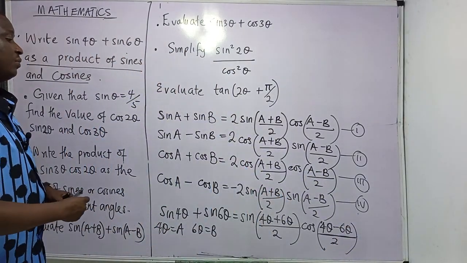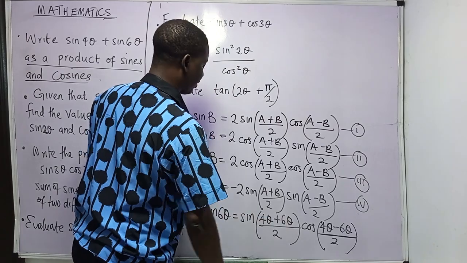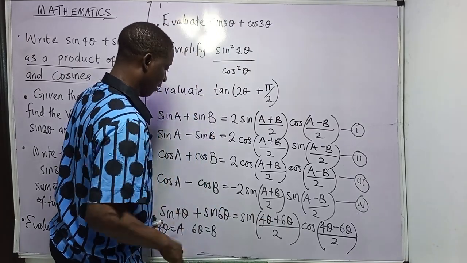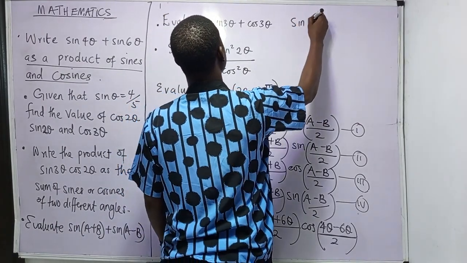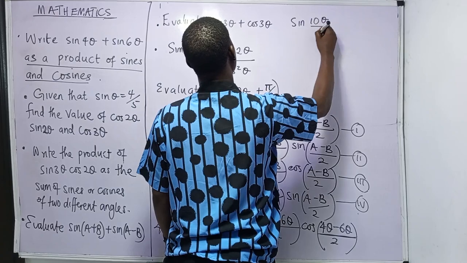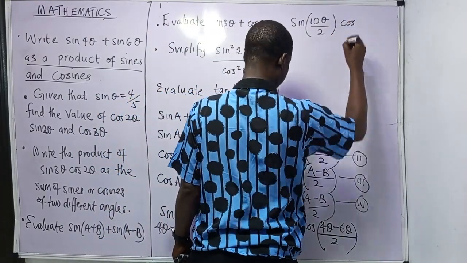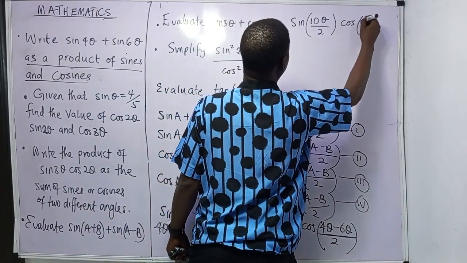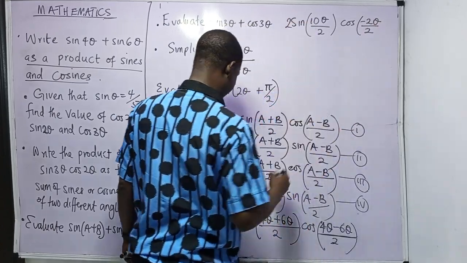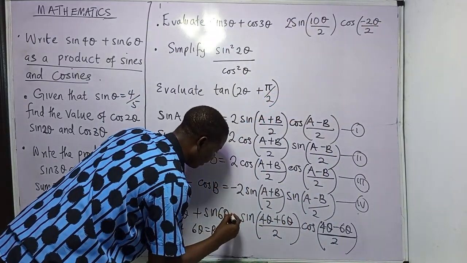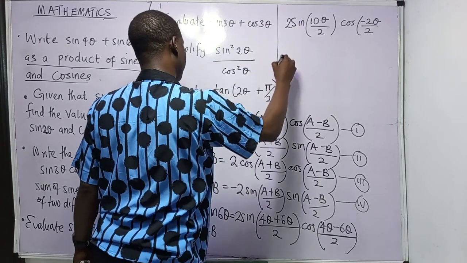Now, having done that, 4 theta plus 6 theta is equal to 10 theta. So we have sine 10 theta divided by 2, cos, this one will give us minus 2 theta divided by 2. There is 2 by the side. Please don't forget this 2 here. Very important. Put it there. Without that, it's not complete.